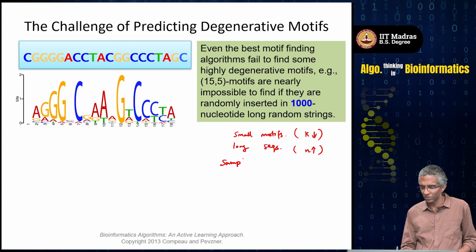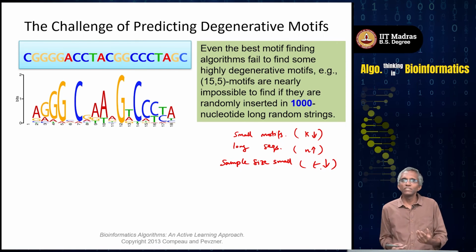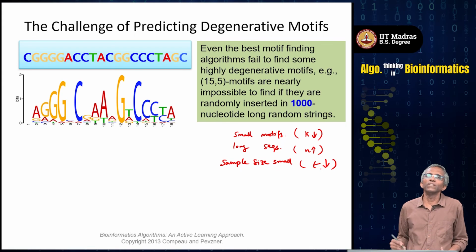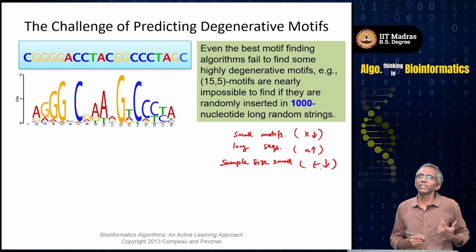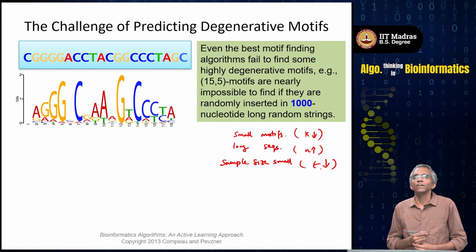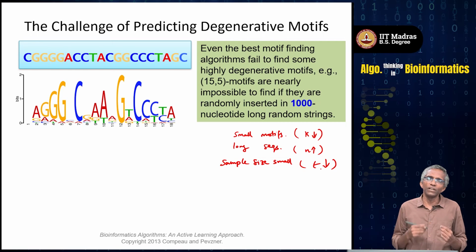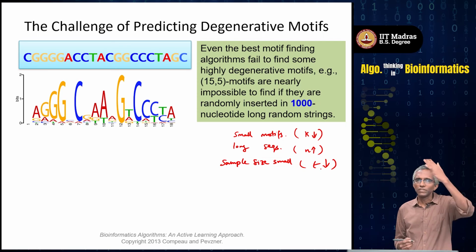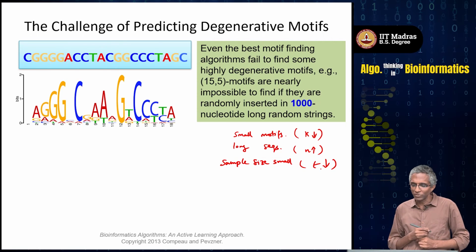So sample size is not enough, meaning t is small. When all of these in different combinations come together, then this kind of needle in a haystack problem becomes very prominent, and it will be harder to find a good motif or a good pattern that is represented in a set of t input sequences. Okay. And what can we do about it?